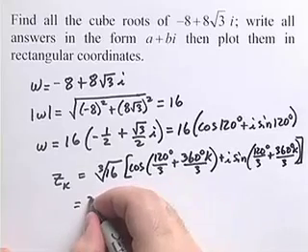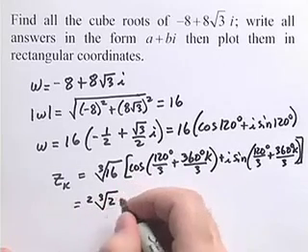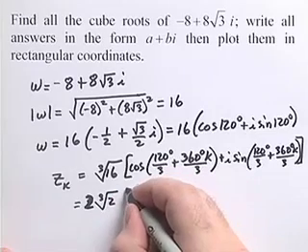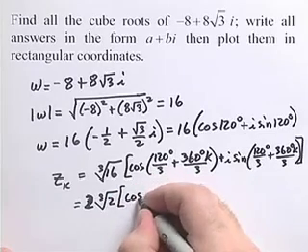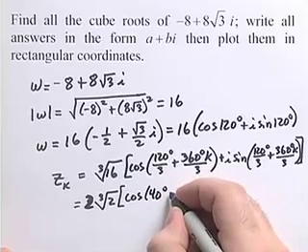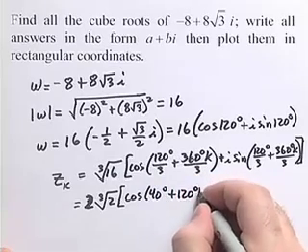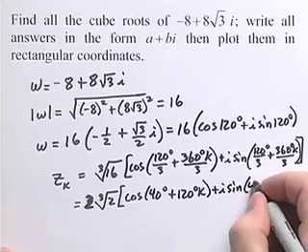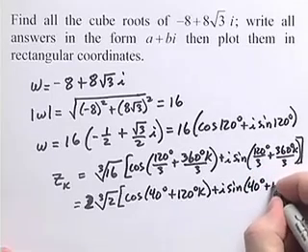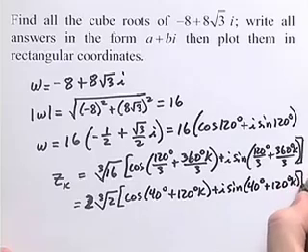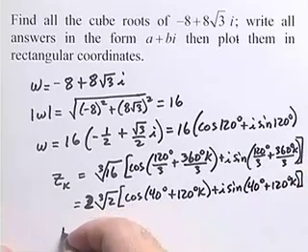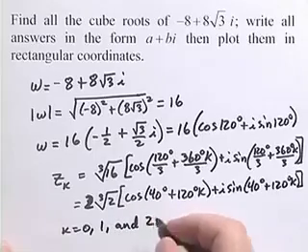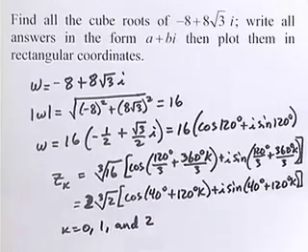This will simplify to 2 times the cube root of 2. Make that 2 a little bigger here. 2 times the cube root of 2 times the cosine of (40 degrees plus 120 degrees times k) plus i times the sine of (40 degrees plus 120 degrees times k). Here we're going to let k equal 0, 1, and 2 to get our three cube roots.